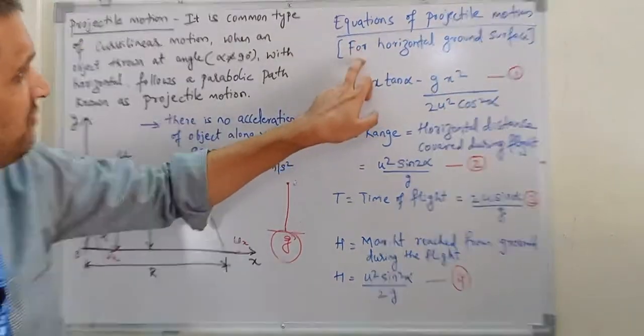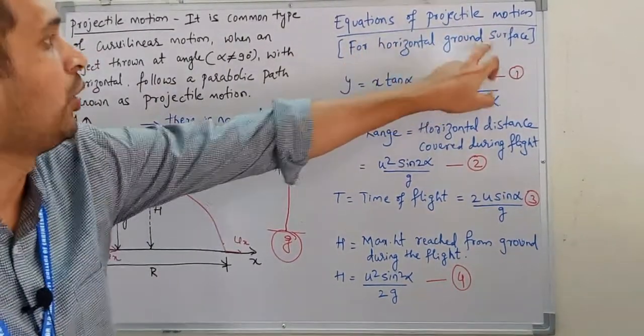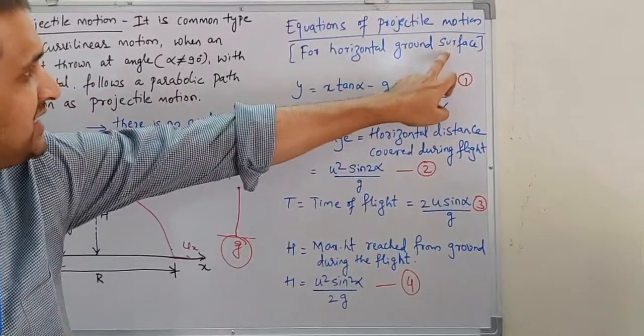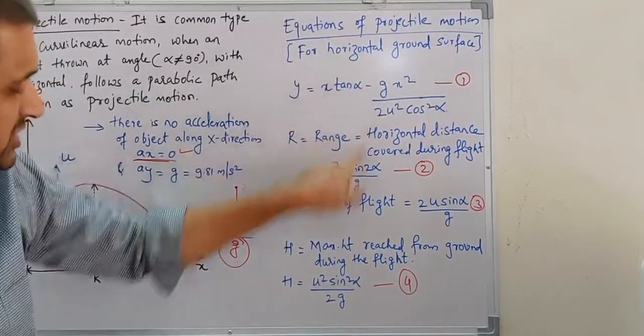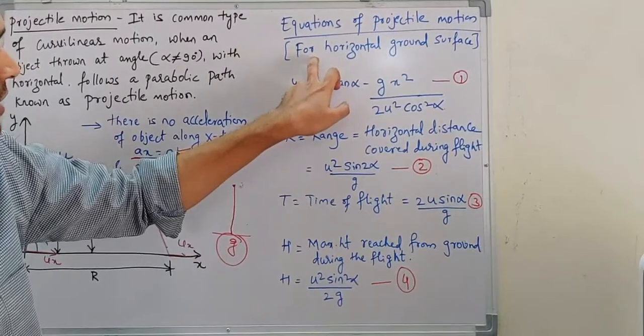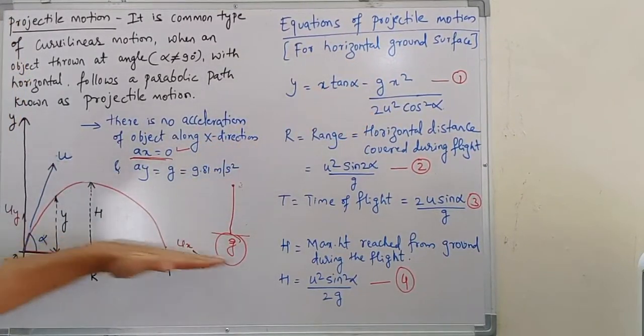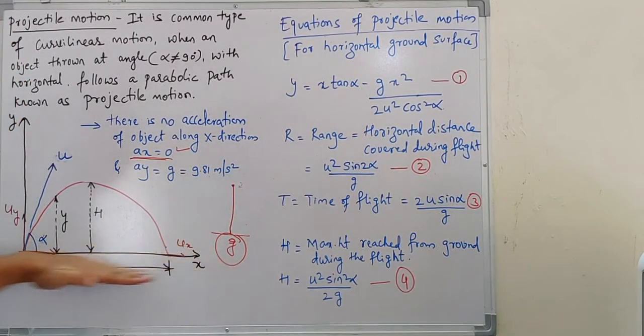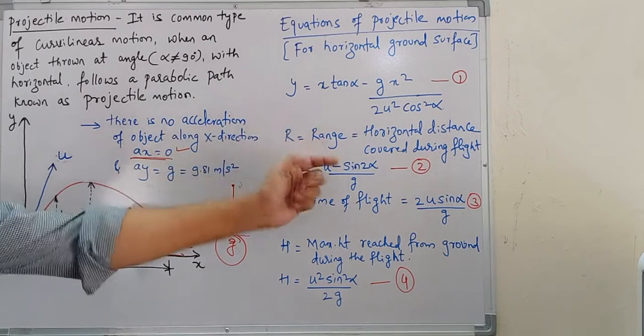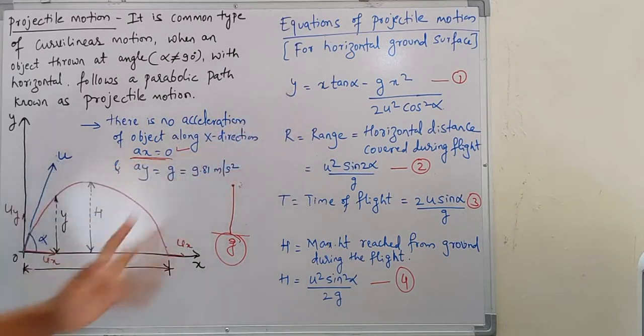For this case you have to be very much careful. For horizontal ground surface we are taking a very ideal case. What is that? These equations, whatever we have written, are for the ideal case when the ground surface is horizontal. So now one by one, y.